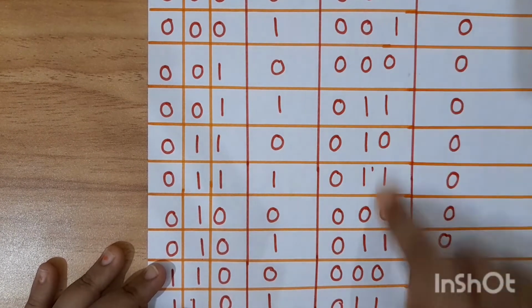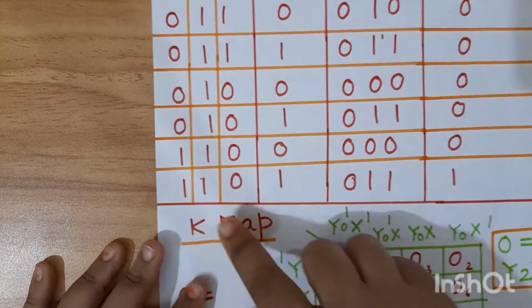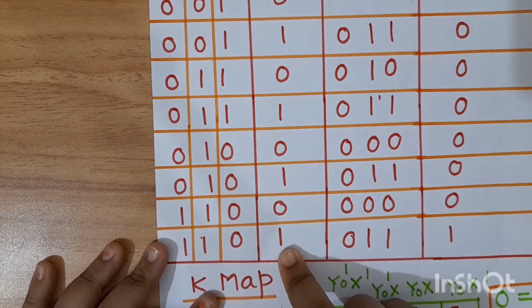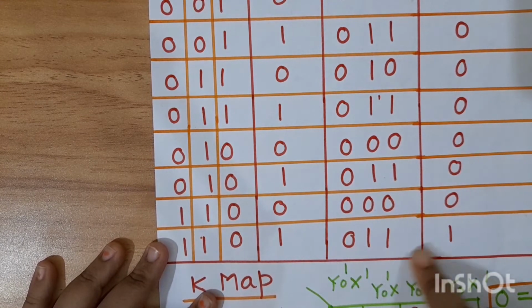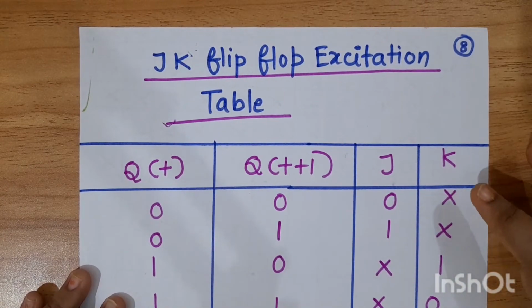Present state is 1, 1, 0. Input is 0. Next state is 0, 0. Output is 0. Present state is 1, 1, 0. Input is 1. Next state is 0, 1, 1. Output is 1. I want to design the circuit with the JK flip-flops.